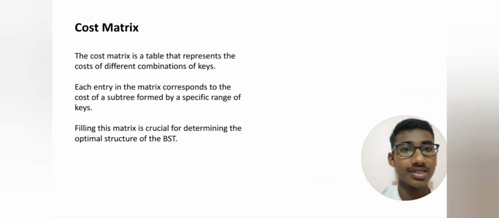Next, we are going to discuss the cost matrix. The cost matrix is a table that represents the cost of different combinations of keys. Each entry in the matrix corresponds to the cost of a subtree formed by a specific range of keys. Filling the matrix is crucial for determining the optimal structure of the binary search tree.